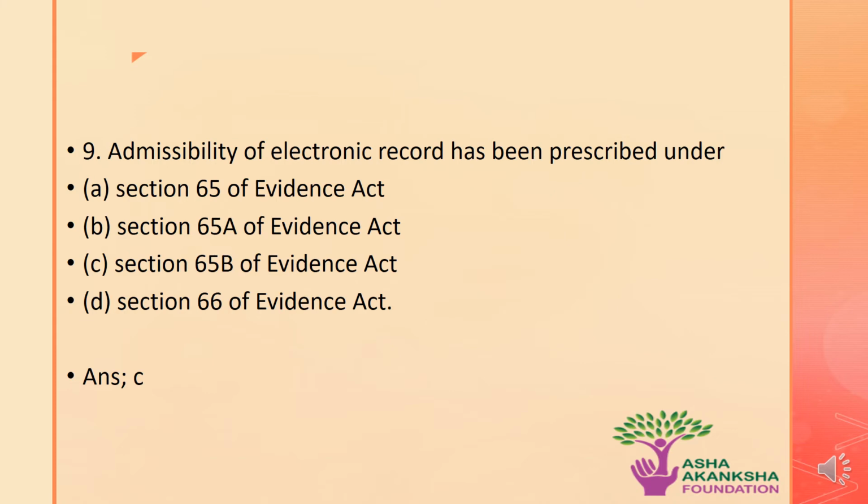The next question is: admissibility of electronic record has been prescribed under which of the following sections? The options are A. Section 65 of the Evidence Act, B. Section 65A of the Evidence Act, C. Section 65B of the Evidence Act, or D. Section 66 of the Evidence Act. The answer to this question is option C. That means to say Section 65B of the Evidence Act. The admissibility of electronic record has been prescribed.